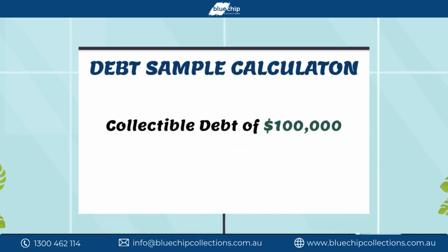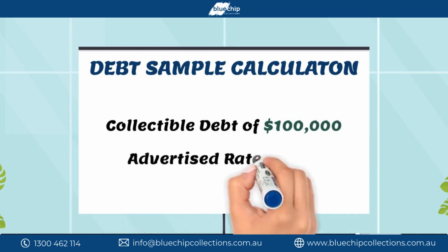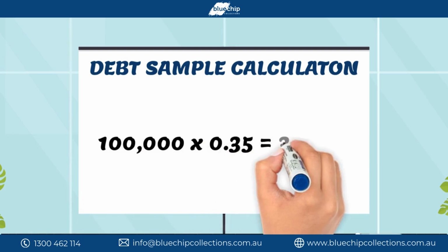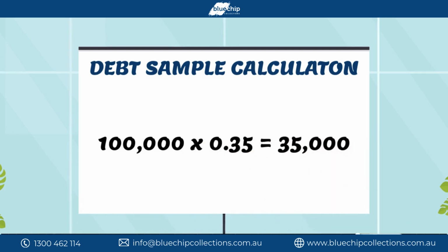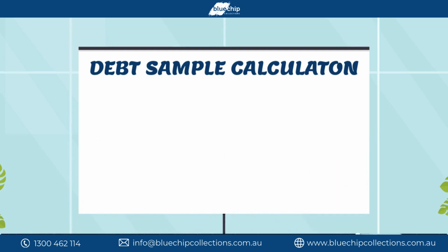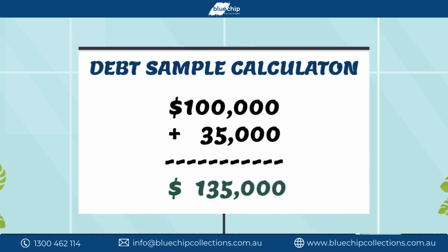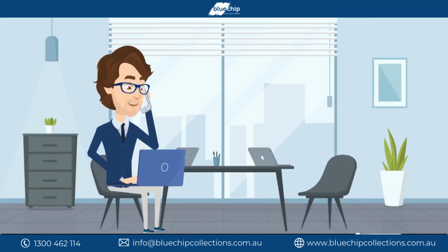Suppose we have a collectible debt of $100,000 and the advertised rate is 35%. To find the total balance due, we calculate 35% of $100,000, which comes out to $35,000. Adding that to the original debt gives us a total of $135,000. Pretty straightforward. So now, I'd like to share a little explanation about how debt collection works in Australia. As it's common for collection fees to be added to the outstanding debt, based on an agreement between the client and the debtor. Here's the breakdown.